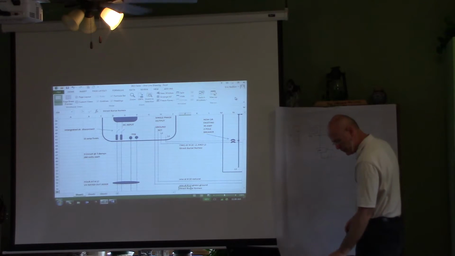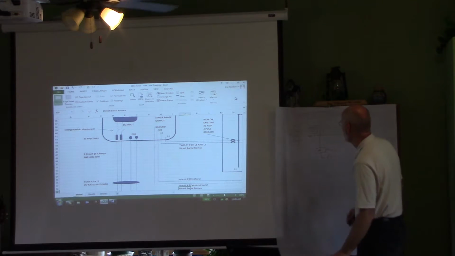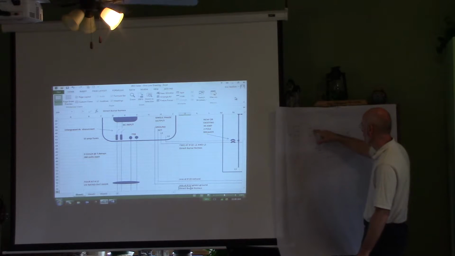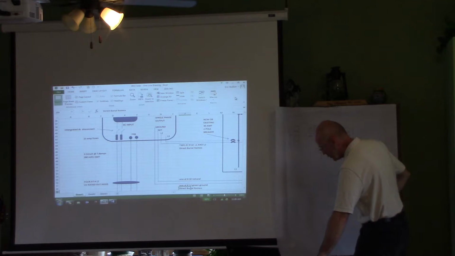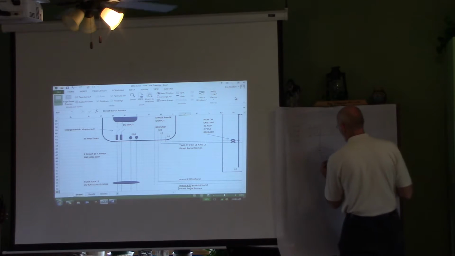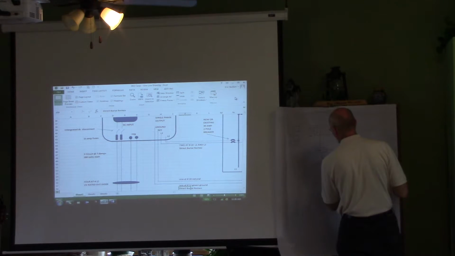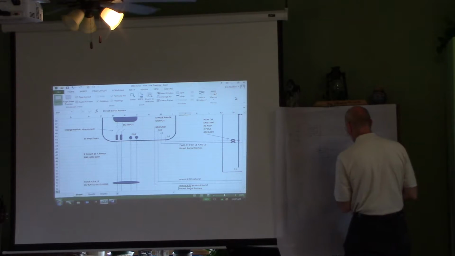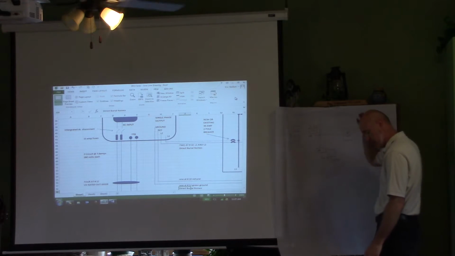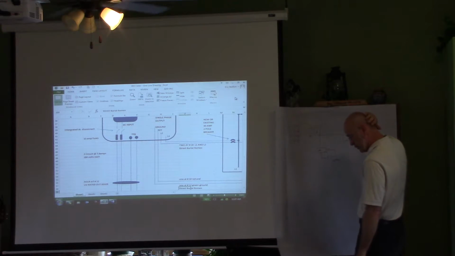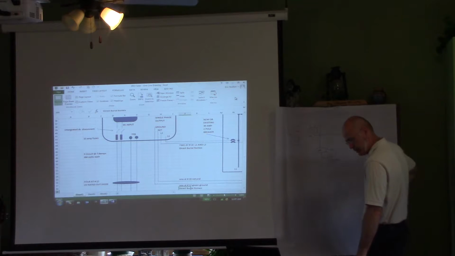In an off-grid system, you have panels, you have an inverter, you have a charge controller, and you have batteries. Batteries are the most expensive thing. Typically, they're lead-acid batteries, which are like large car batteries.